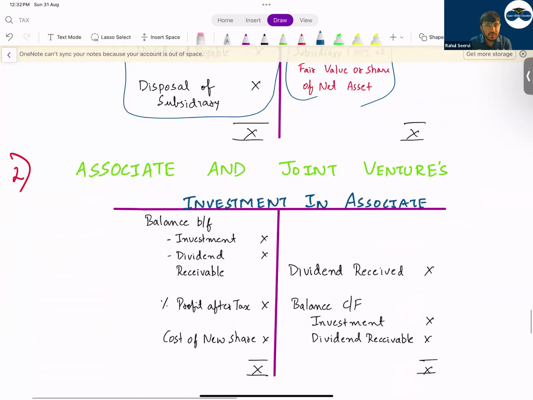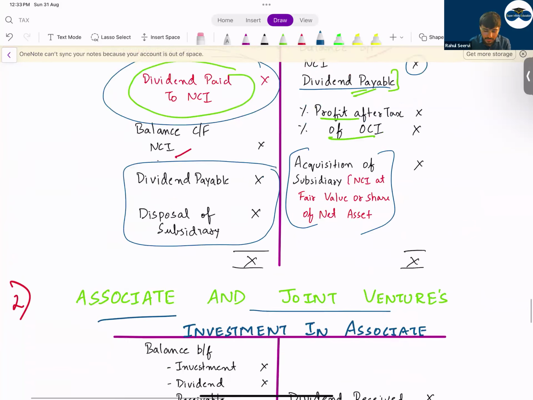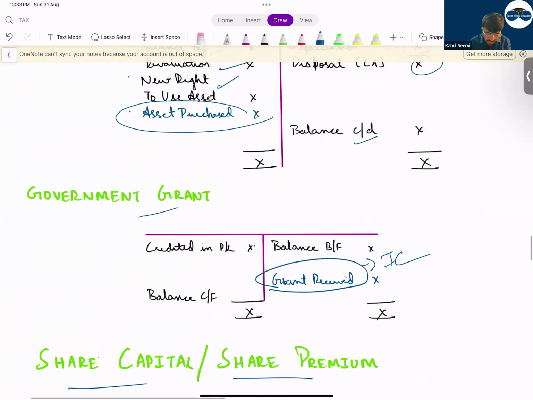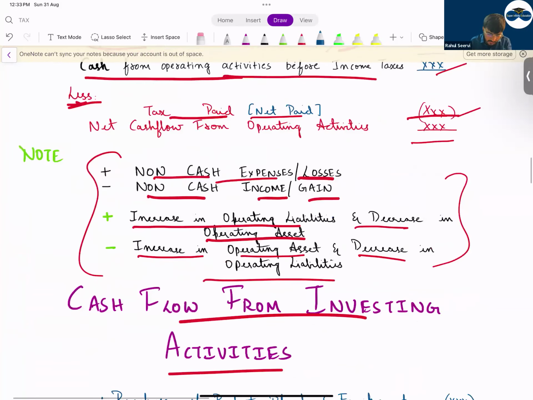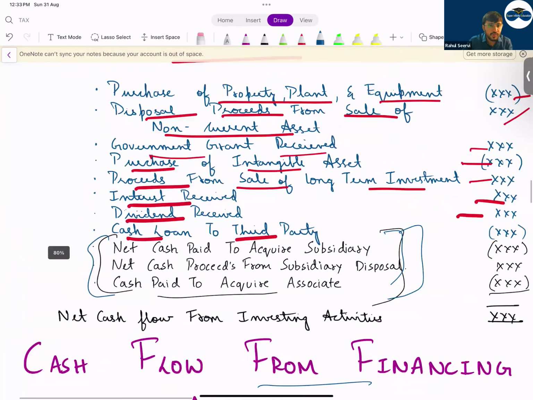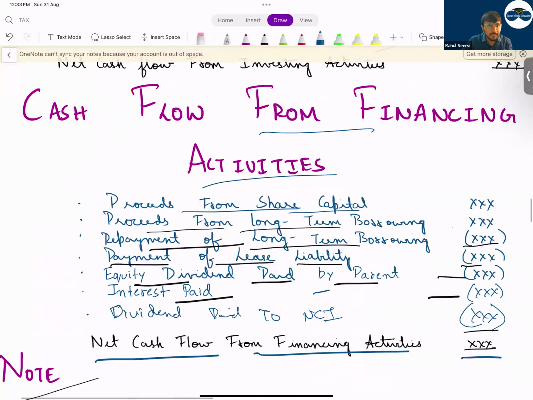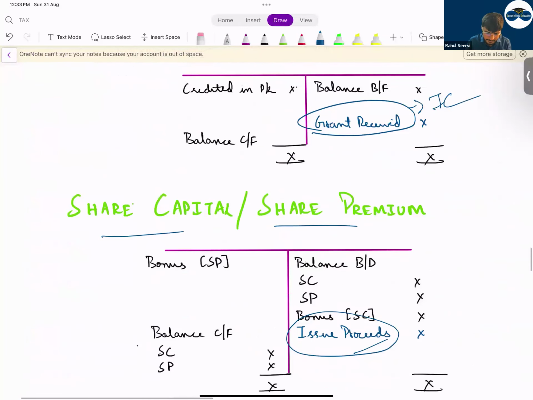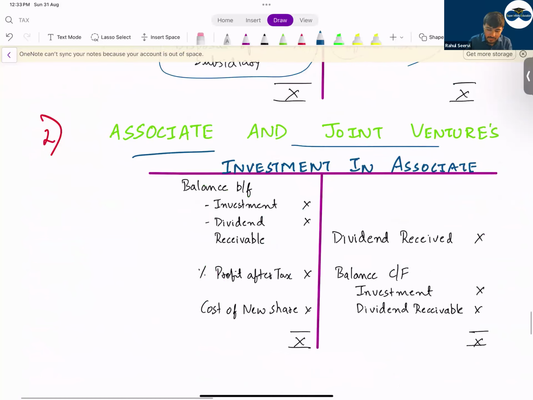Associate and joint venture. Why should we do it for associate and joint venture? If you remember, for an associate we have to record the dividend received. You will receive dividend from the associate also, no? So we have to record that also. So now let us see the associate part. Investment in associate.